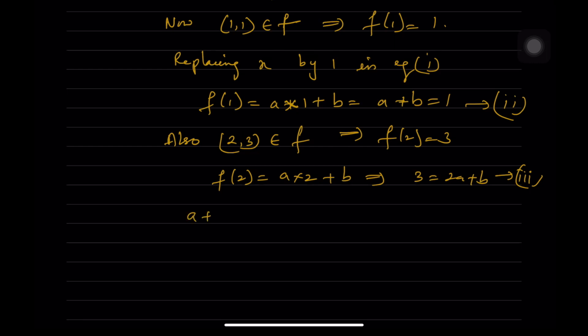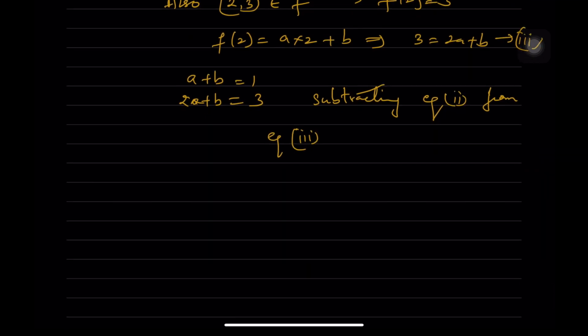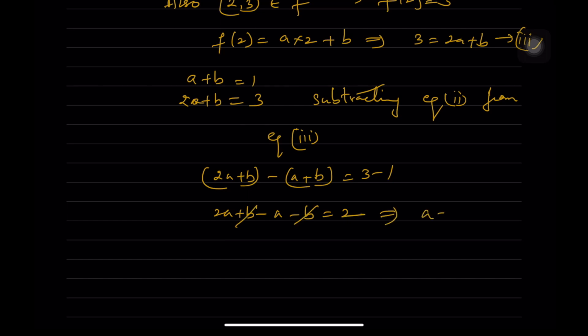So we'll write down both the equations. a plus b is equal to 1 and 2a plus b is equal to 3. So subtracting equation 2 from equation 3, what do we get? 2a plus b minus of a plus b is equal to 3 minus 1, that is 2a plus b minus a minus b, which is equal to 2. So b will get cancelled, which implies that a is equal to 2.